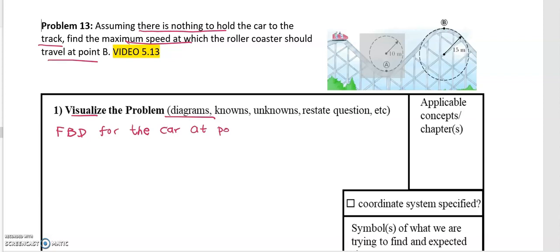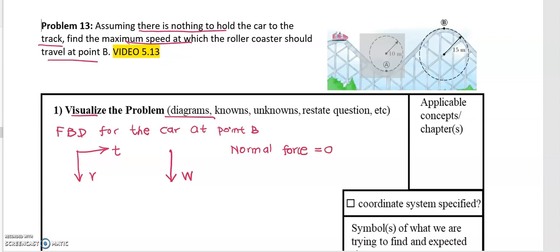Very important to identify the coordinates. So for circular motion problems, we have the tangential direction. It is to the right because at point B, the car is moving clockwise, and then the radial direction is directly downwards towards the center of the circle, and there's only one force acting on the object, and that would be weight.